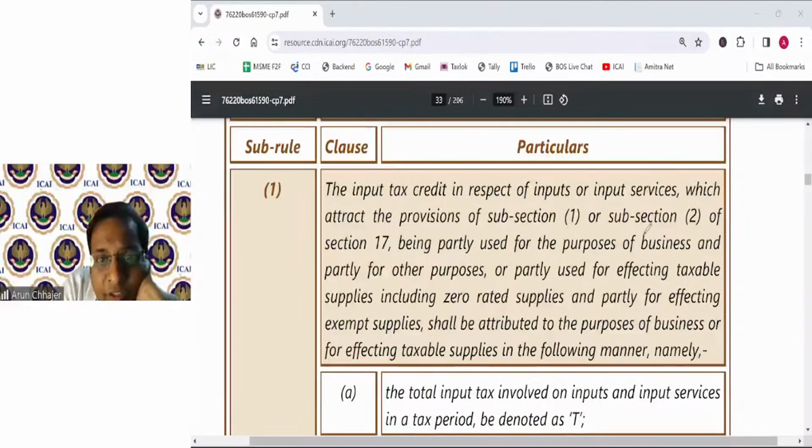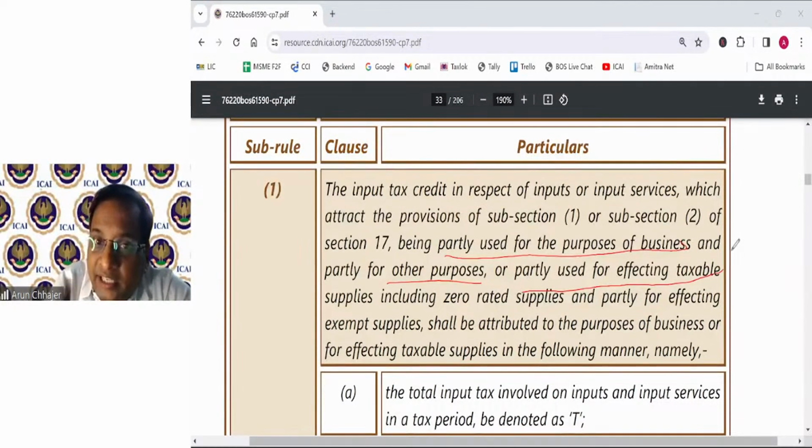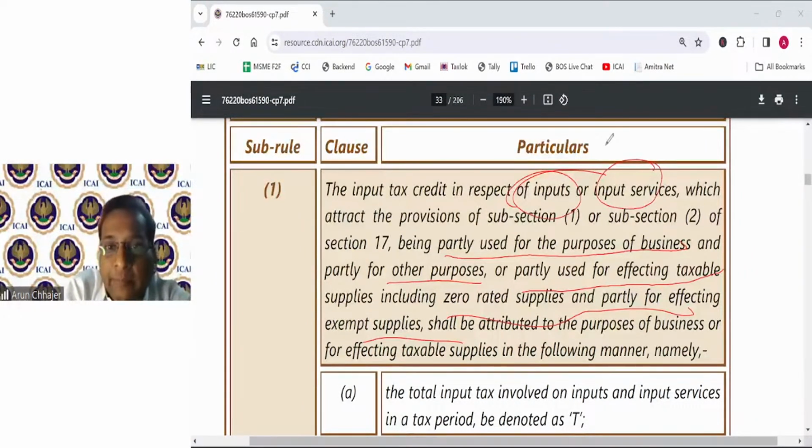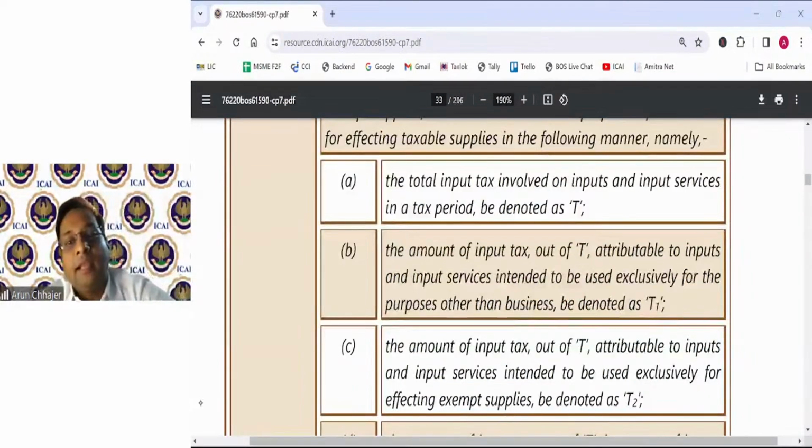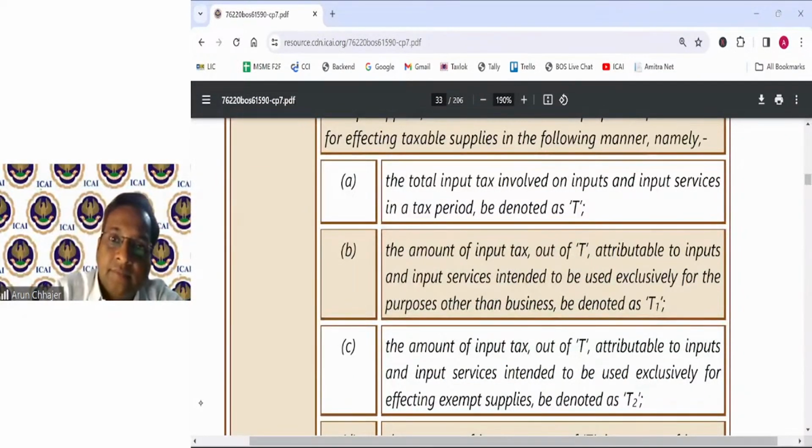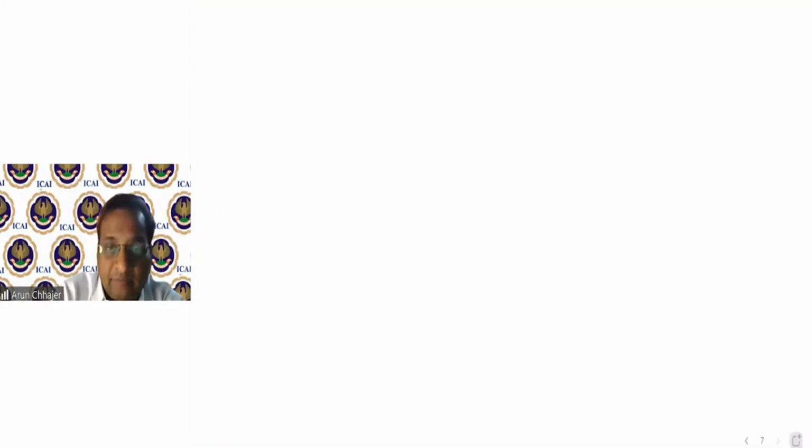It says that for the provision of 17(1) and 17(2), where inputs are partly used for business purpose and partly for other purpose, or partly used for effecting taxable supplies, including zero-rated supplies, and partly for effecting exempt supplies, then the ITC of input and input services shall be attributed in the following manner. What is the manner? First try to understand this one point, I will explain, and then we will read the provision.